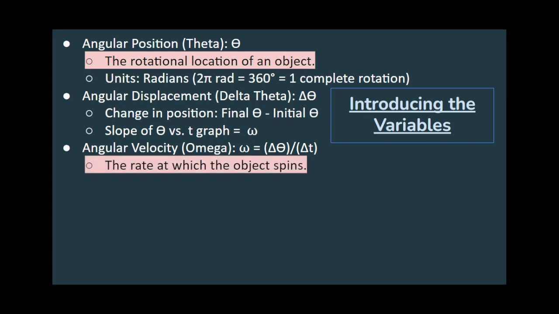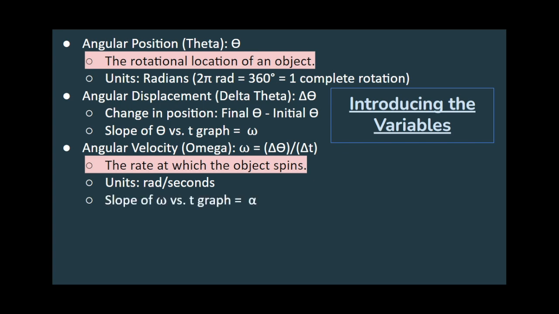So the angular velocity is just the rate at which the object is spinning. So think of it as how fast is this object spinning around. The units are going to be radians over seconds because we can find it by taking the slope of a position versus time graph, and the slope of those two quantities would give us radians per second.